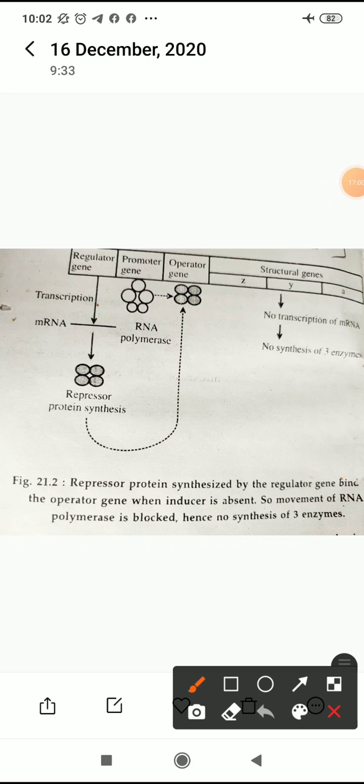Now, the mechanism of regulation of enzyme synthesis in the lac operon. How is enzyme synthesis regulated? When the inducer is absent, synthesis of enzyme stops. The repressor protein has affinity for the operator gene. The repressor protein produced binds to the operator gene.